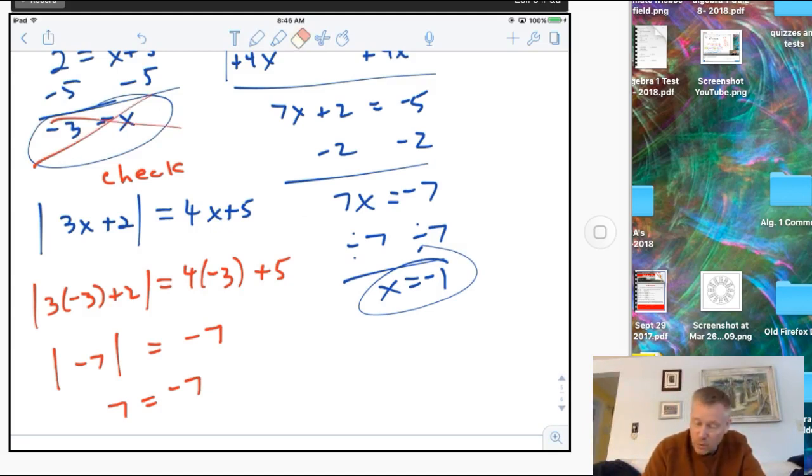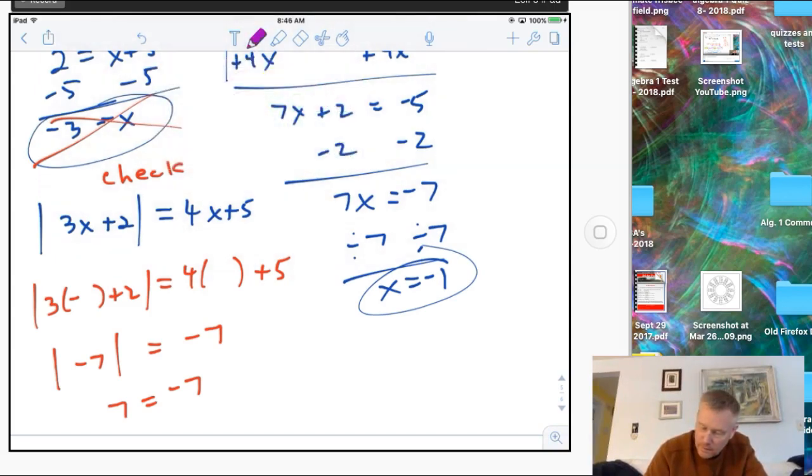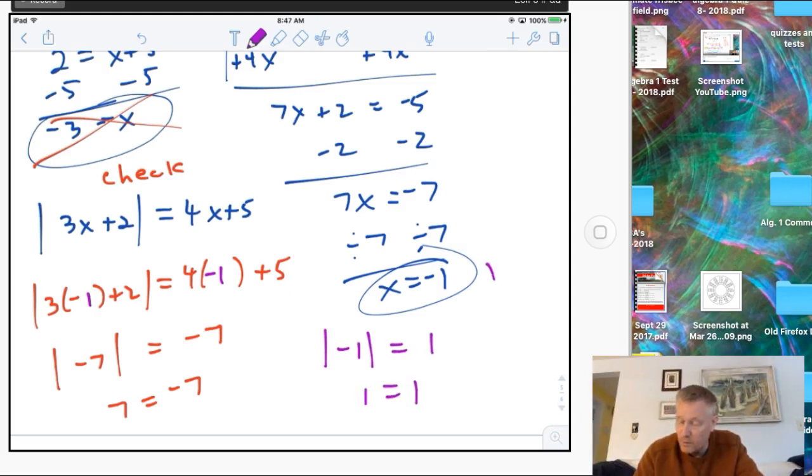If I check the negative 1, what do I get there? 3 times negative 1 is negative 3. Negative 3 plus 2 is negative 1. Equals negative 4 plus 5 is 1, so I get 1 equals 1. So this one works. There's only one solution. Okay, is what happens with that one.